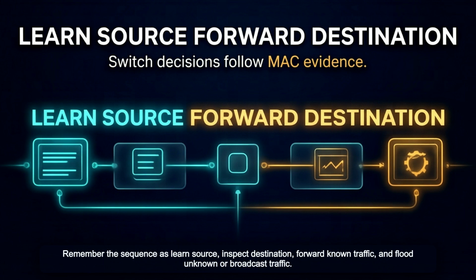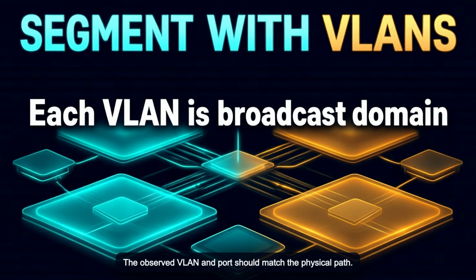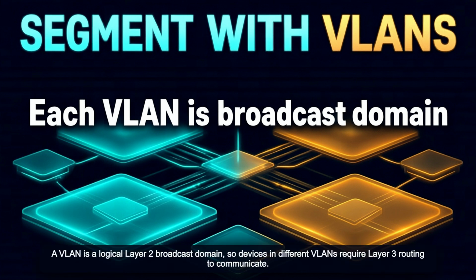Use show mac address-table to verify learning, and use show mac address-table dynamic to focus on dynamic entries. The observed VLAN and port should match the physical path. Network access starts with VLAN creation and assignment. A VLAN is a logical Layer 2 broadcast domain, so devices in different VLANs require Layer 3 routing to communicate.